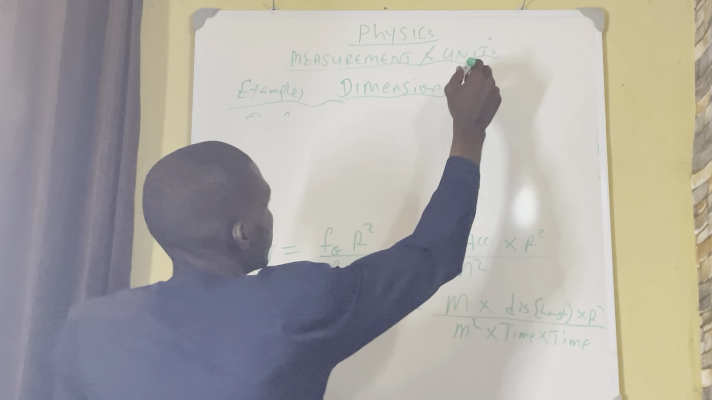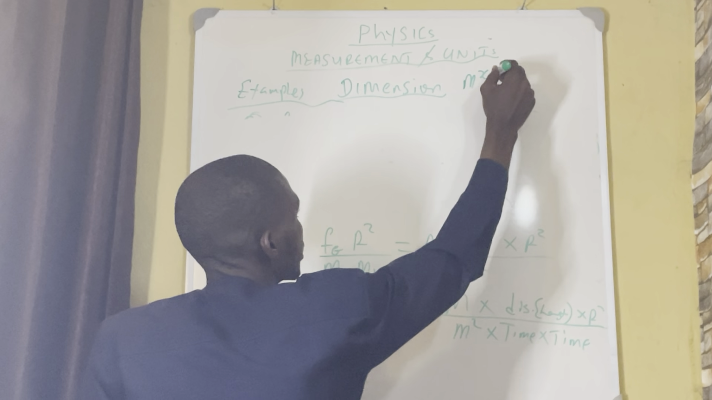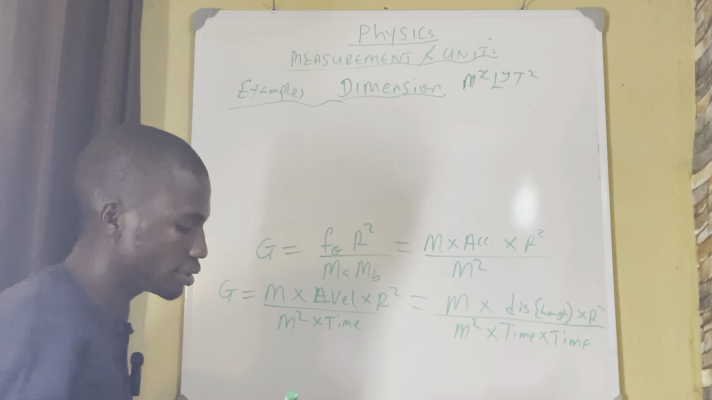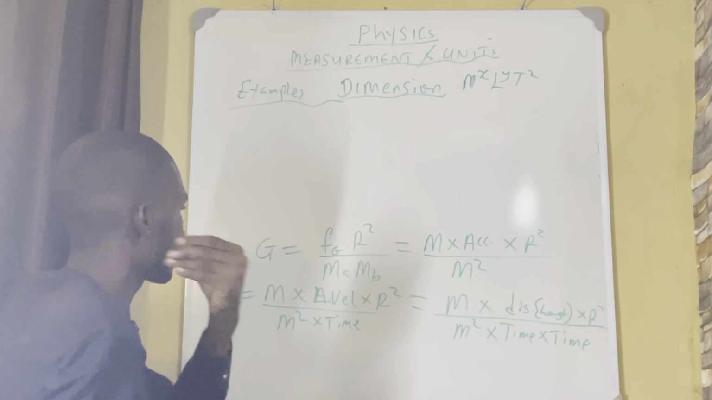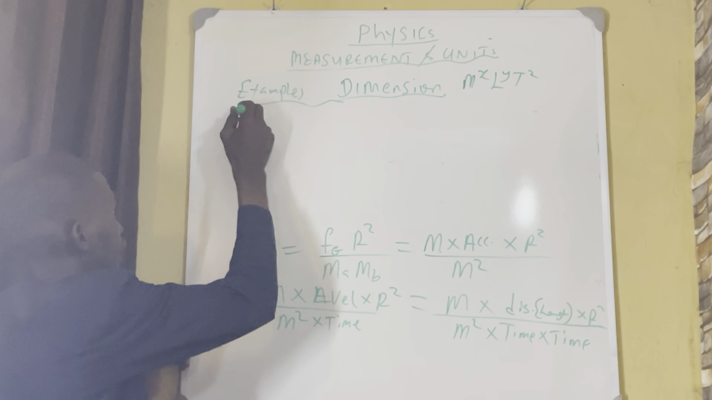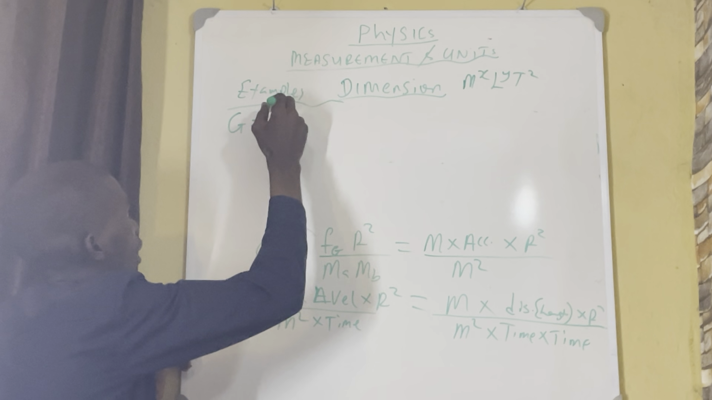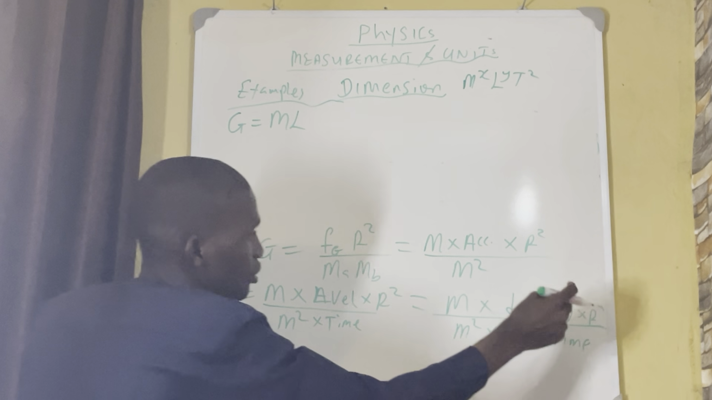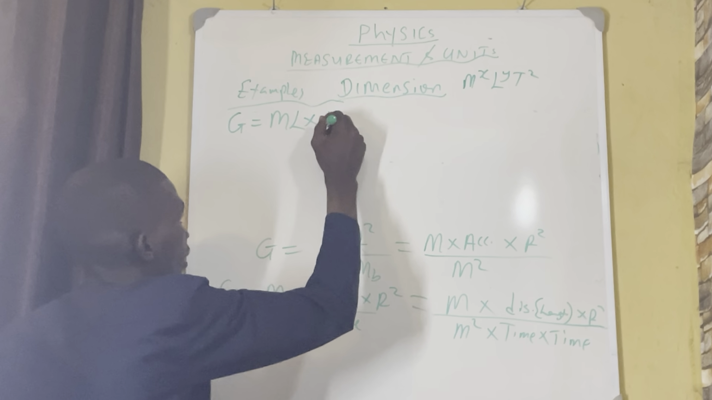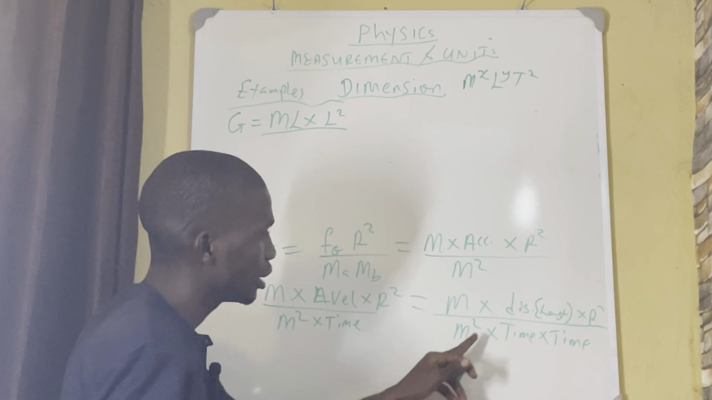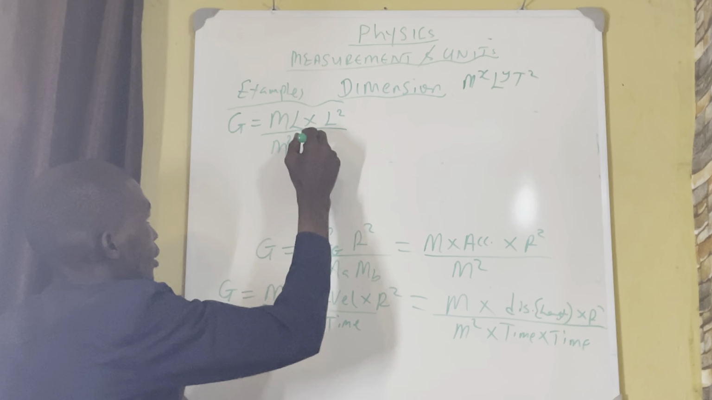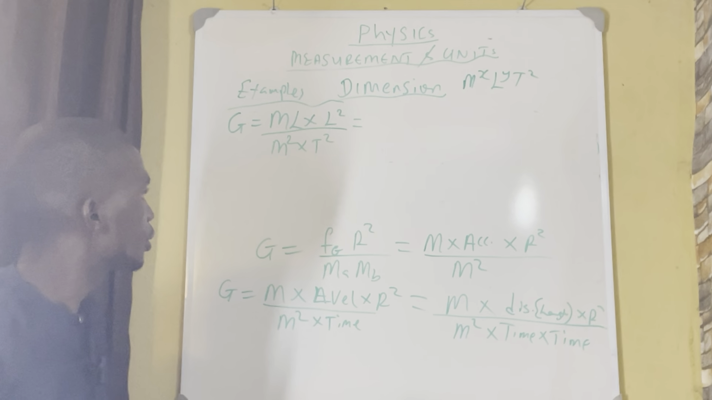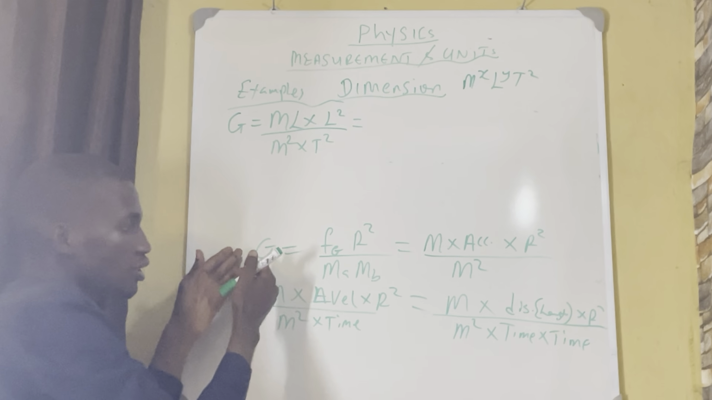Remember, they ask you to express this in M^x L^y T^z. So now we are getting this. We are at here. So gravitational constant equals to m, this is length, L is another length, times L square all over m square times t square. You understand?